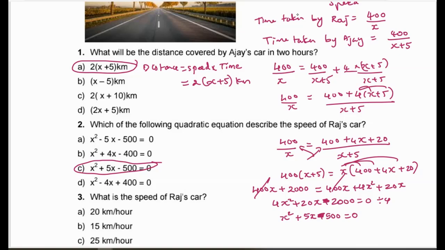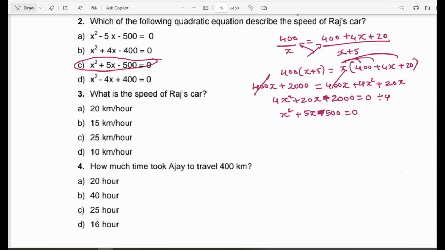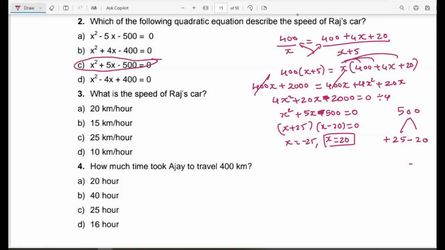So now, what is the speed of the Raj car? To find the speed of the Raj car, what we have to do? We have to find the values of this quadratic equation. So find the factors for 500. 25 and 20: 25 times 20 is 500, and 25 plus and then this is minus. So x plus 25 and x minus 20 equals 0. So x value will be minus 25, or x value will be 20. We'll not take the negative value. So the answer is 20.